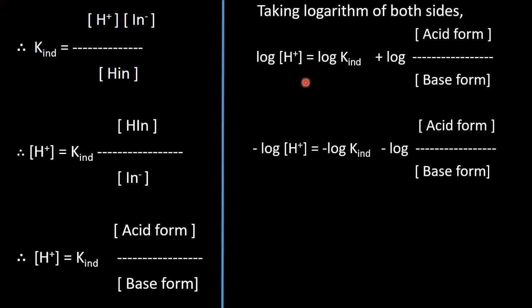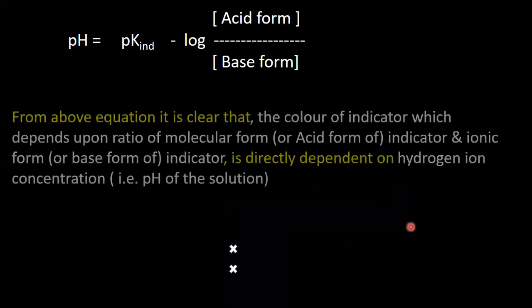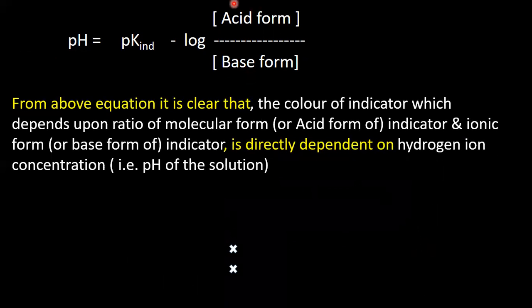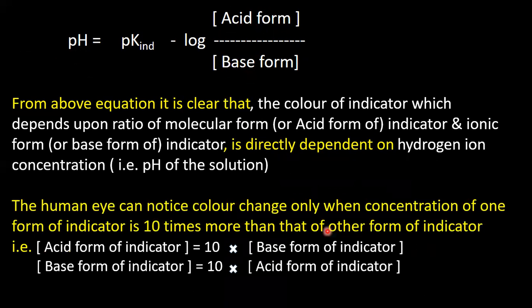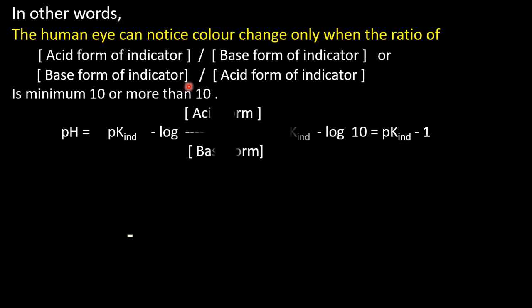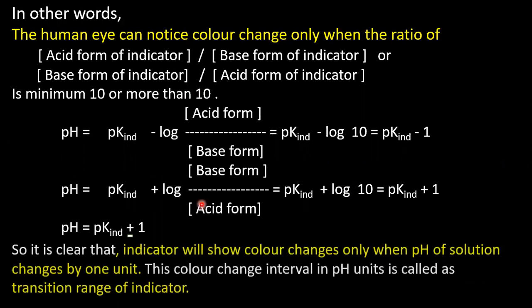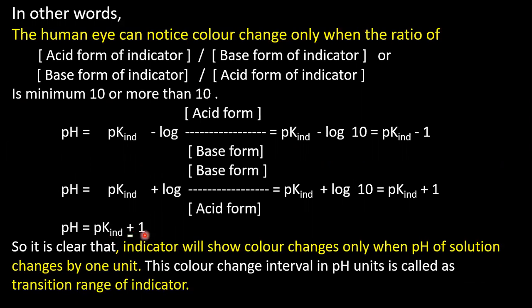Minus sign taken common. Negative log, that is pH. Negative log K indicator is equal to pK indicator minus log of acid form upon base form. So this equation shows that the color of the indicator depends on the pH of the solution, and we can notice a color change only when the value of this ratio is 10, minimum 10 or more than 10. Putting this value, we get pH equal to pK indicator plus minus 1, which is nothing but the transition range of an indicator.